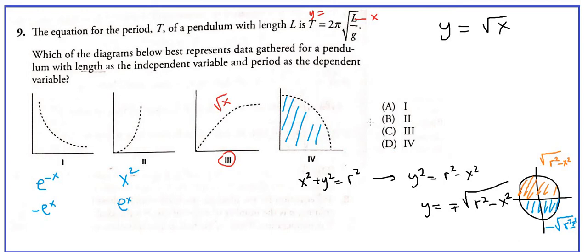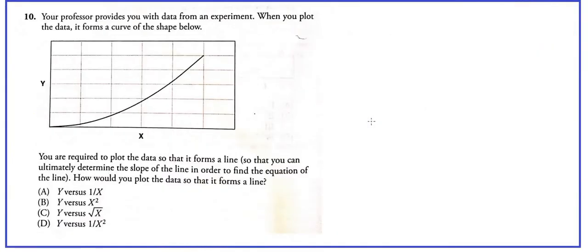Let's go to question number 10. Your professor provides you with data from an experiment. You plot the data and it forms a curve of the shape below. You are required to plot the data so it forms a line that you can ultimately determine the slope of, in order to find the equation of the line. How would you plot the data so that it forms a line? The equation of this curve is x squared, because this is a parabola. So the answer is B.